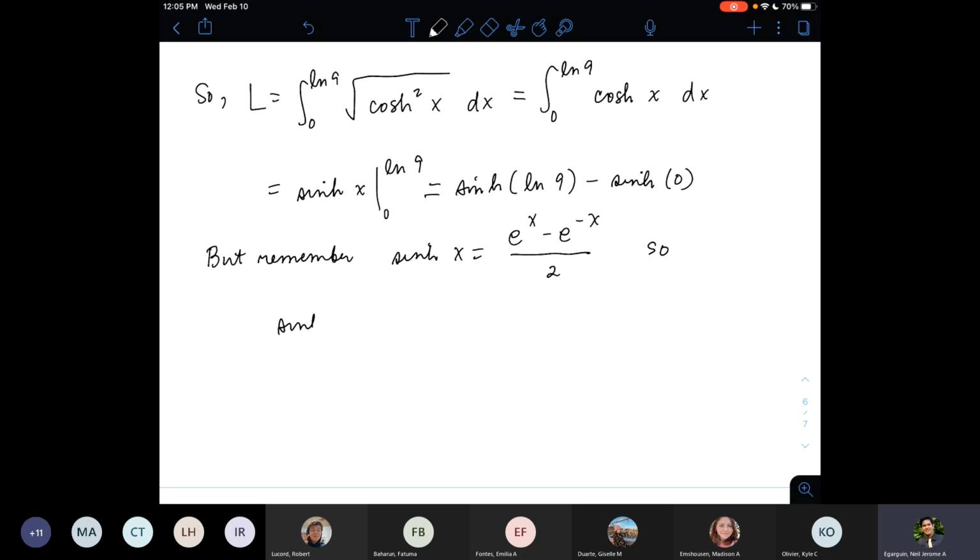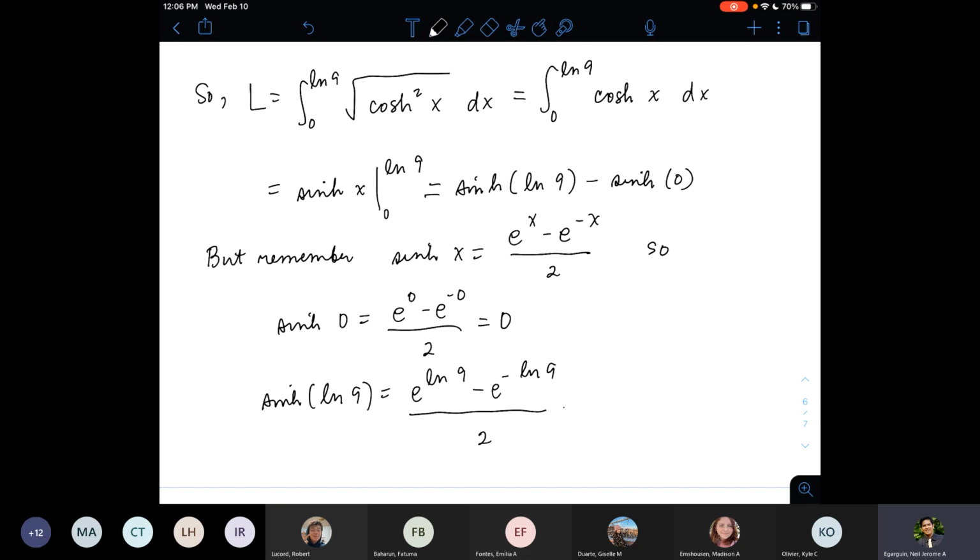Hyperbolic sine of 0 is easy. It will just be e to the 0 minus e to the negative 0 all over 2, which is just 0. Hyperbolic sine of ln 9 will require a little bit of work. This would be e to the ln 9 minus e to the negative ln 9 all over 2.